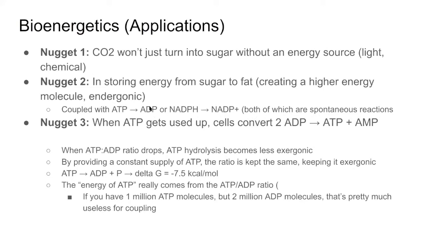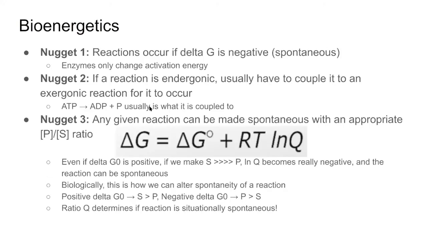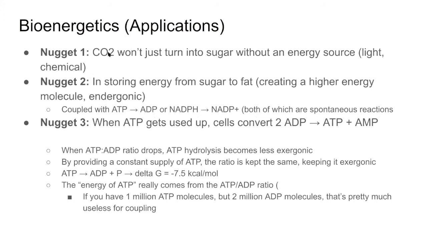Nugget 1, so remember nugget 1, reactions occur if delta G is negative. Well, CO2 won't just turn into sugar because it's an endergonic process. And so as a result, you need things like sunlight. So that's how plants do it. If plants don't have an energy source or some kind of input, it will not happen.